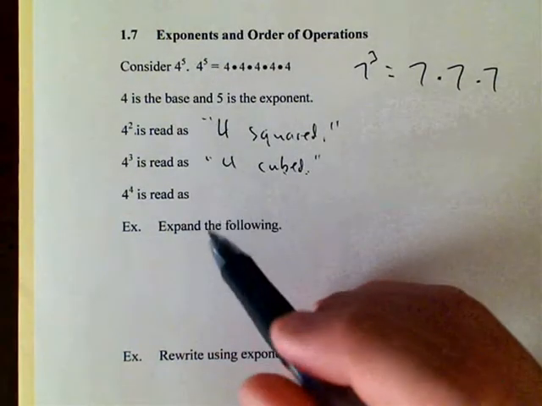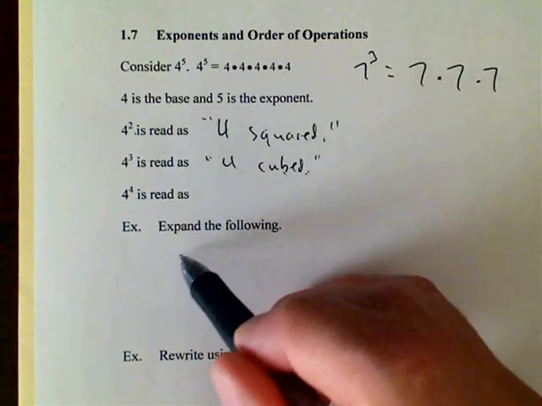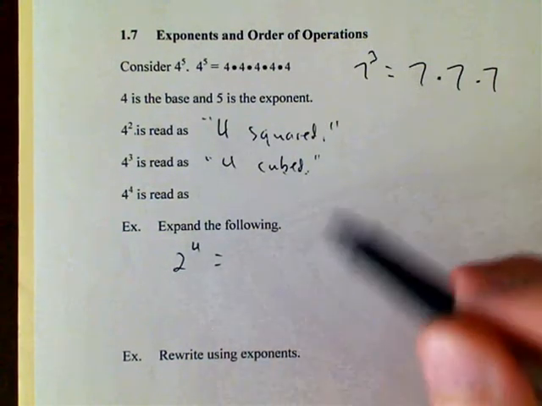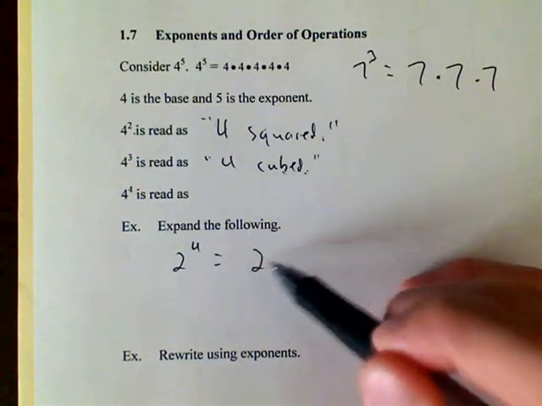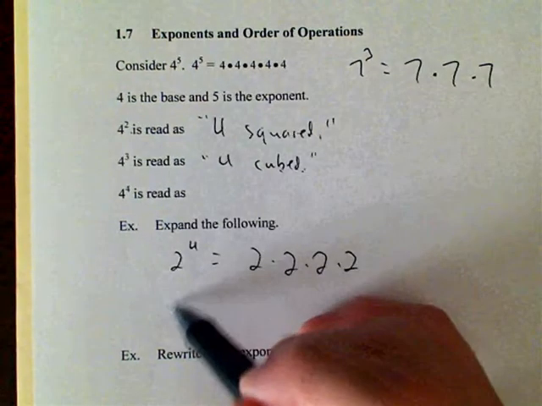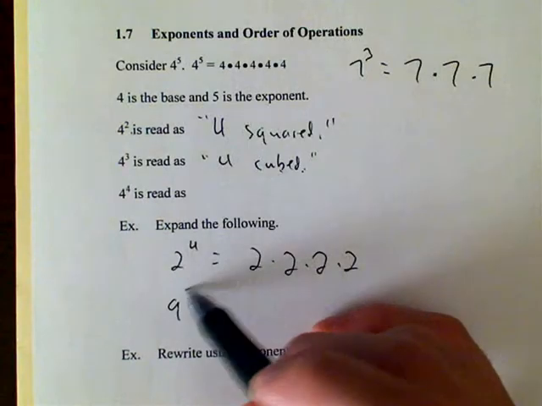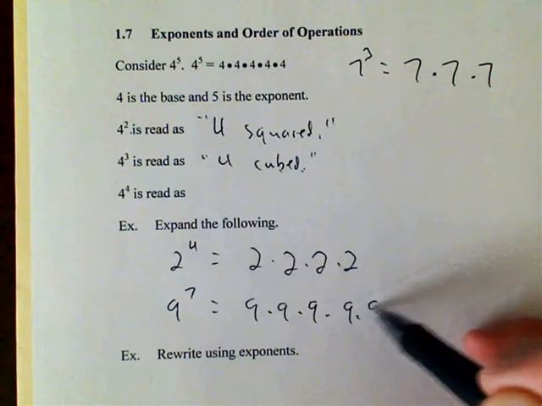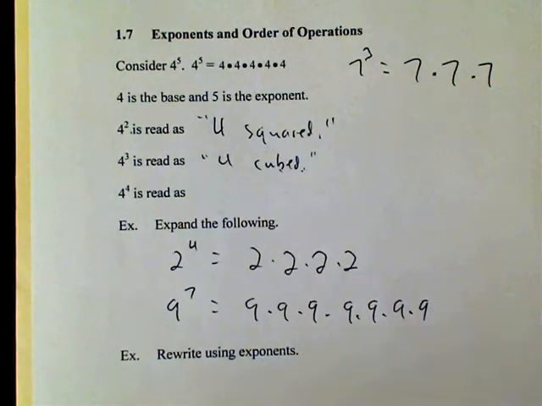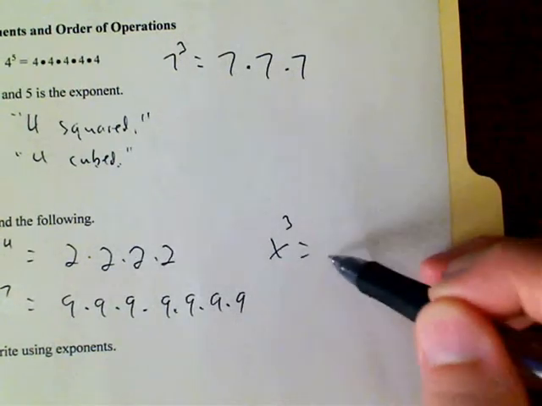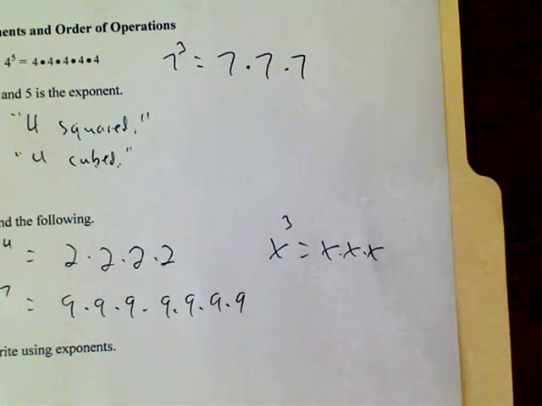So let's do some examples involving exponents. Expand the following. So if you were to see something like this, 2 to the 4th, what you would do is you would rewrite it as 2 times 2 times 2 times 2. Notice I wrote 4 of them. If we saw something like 9 to the 7th, you would write 9 7 times. In fact, if you were to see something like x to the 3rd, you would write x 3 times. All this means the same.